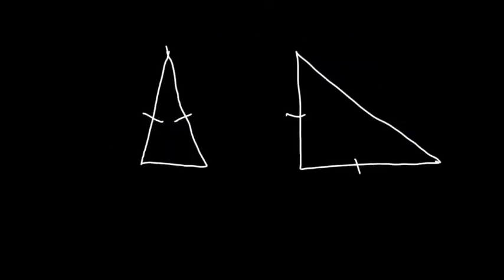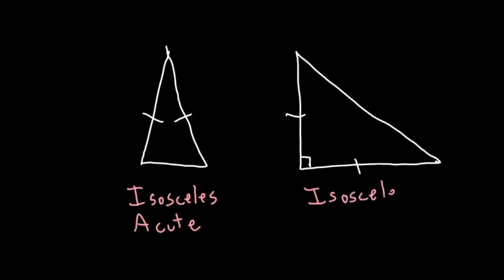Alright, so now we're going to classify some triangles based on angles and sides. So that first one, you look, we have two sides that are the same, so that makes it isosceles. And if you look, all those angles are acute, so it's an isosceles acute triangle. If you look at the second one, I again have two sides that are the same, so it's still isosceles. But this time there's a right angle, so it's an isosceles right triangle.